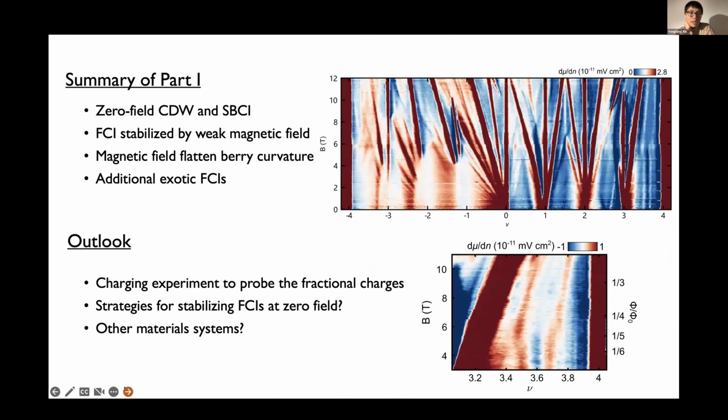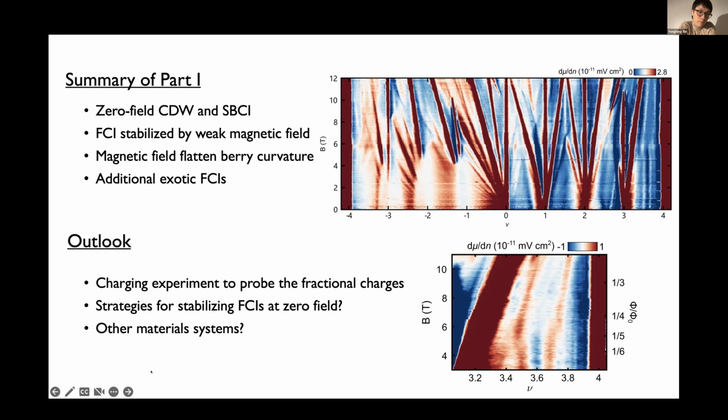So this brings me to the summary of part 1. We saw a number of fractional Chern insulating states in twisted bilayer graphene, and I think an interesting future direction would be to probe the charge carried by all these weird fractional Chern insulating states that we saw. And of course, one of the pressing questions is to see whether we can find any strategy for stabilizing fractional Chern insulator down to 0 magnetic field.